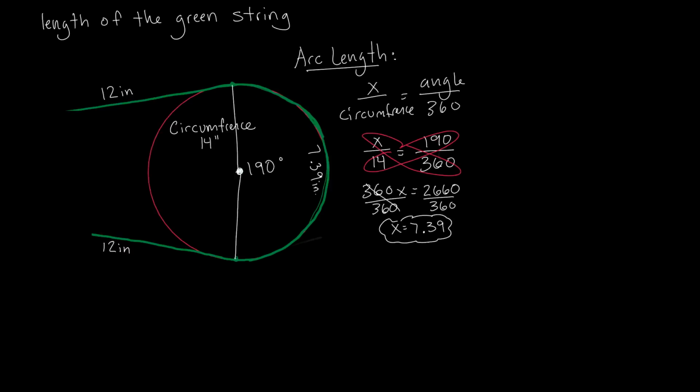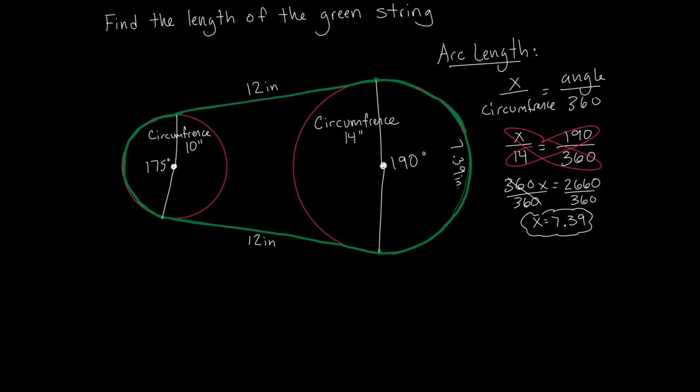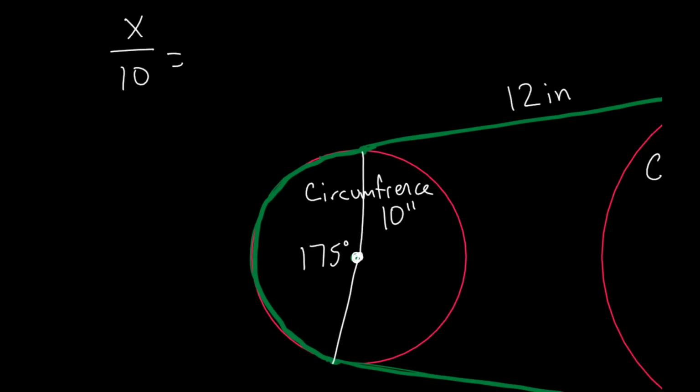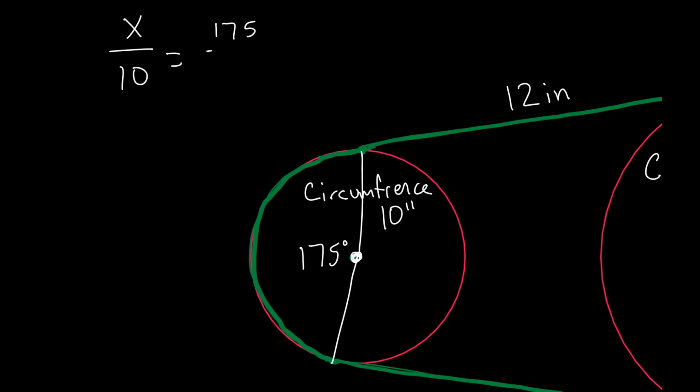Now, to find the other arc length, I do the exact same thing on the small circle. X over, what's the circumference, equals, what's the angle? 175. Good. And then what do I do to solve here? How do I know I can cross multiply? You have an equal sign between two what? This whole thing is a proportion between two fractions or ratios. So that's how I know I can cross multiply here.